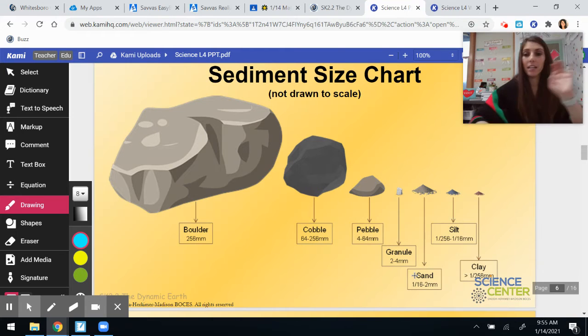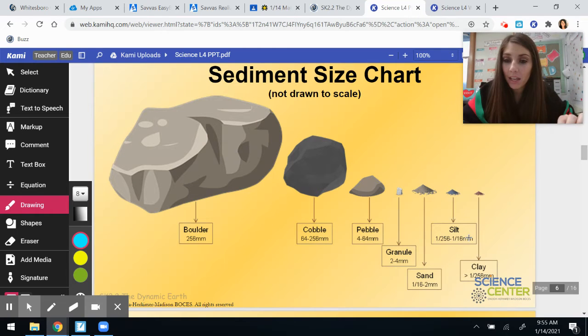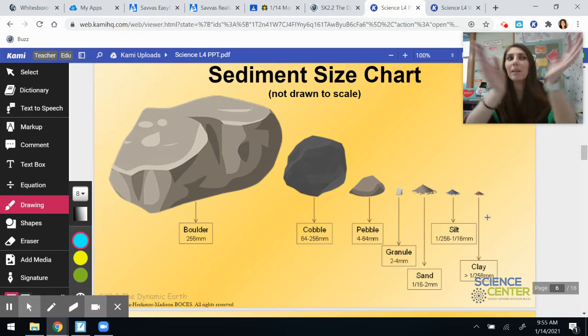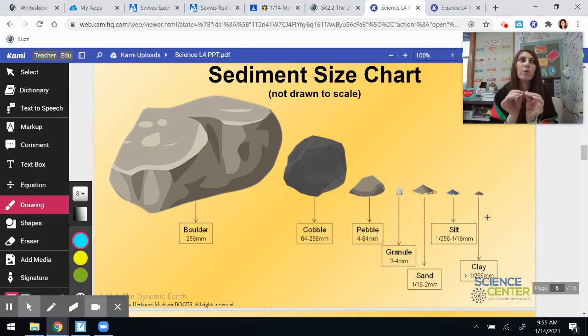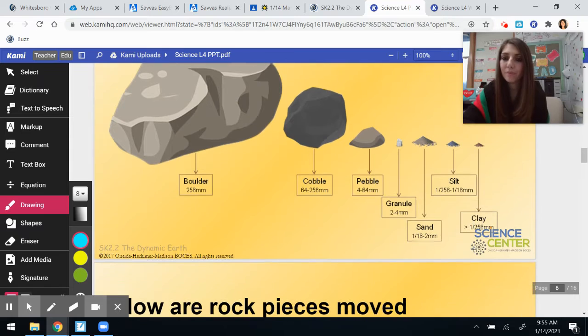After sand, there is silt, and that is even smaller and tinier. And clay after that. You've seen clay, right? You've played with clay. Well, clay comes from bigger rocks. And it's so tiny. It is the smallest sediment out of them all. So boulder, then cobble, then pebble, then granule, then sand, silt, and clay.